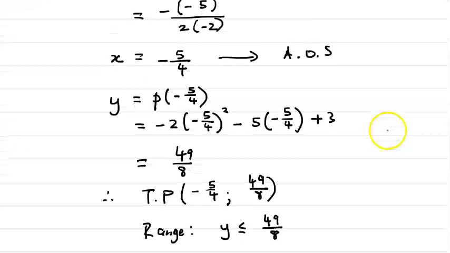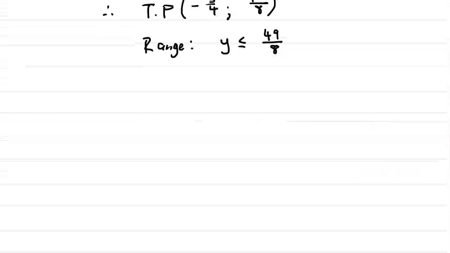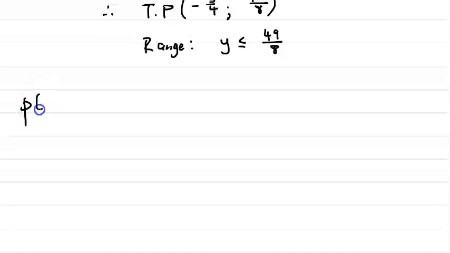Now let's look at the second method of finding the coordinates of the turning point. So let's write down p of x once more. So p of x equals minus 2x squared minus 5x plus 3.